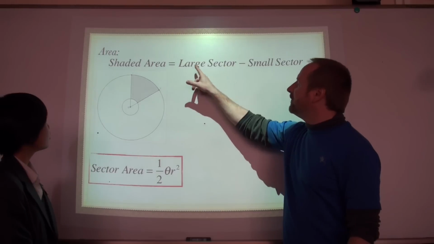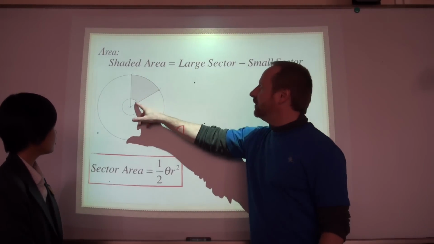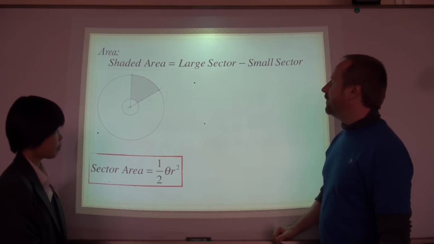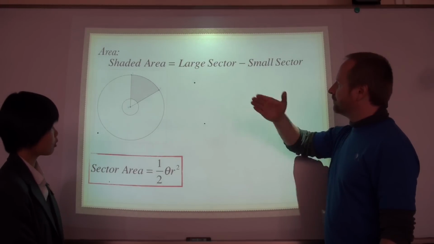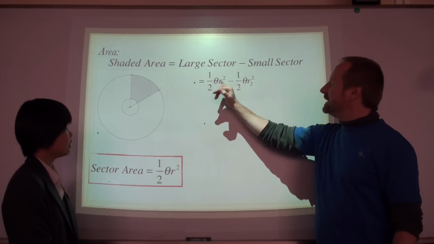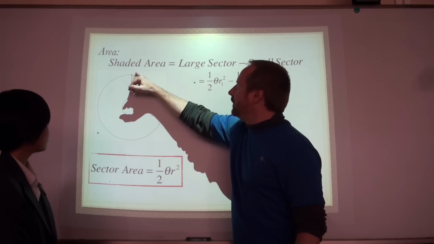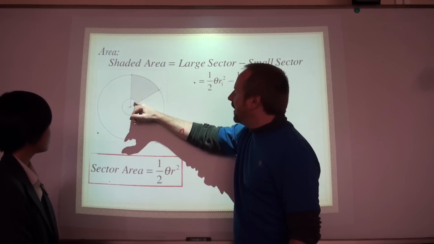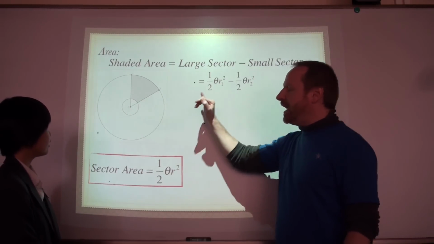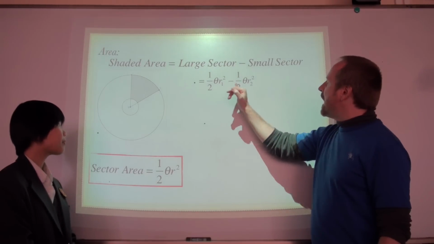Okay? So in words, let's write this down. As you said, we're going to find the large sector area and we're going to subtract the small sector area. Okay? So in formula form, this is going to look like the following. There. Now, notice that the theta is the same in both parts because the small sector and the large sector share the same angle, don't they? And what was the angle? Pi on 3.